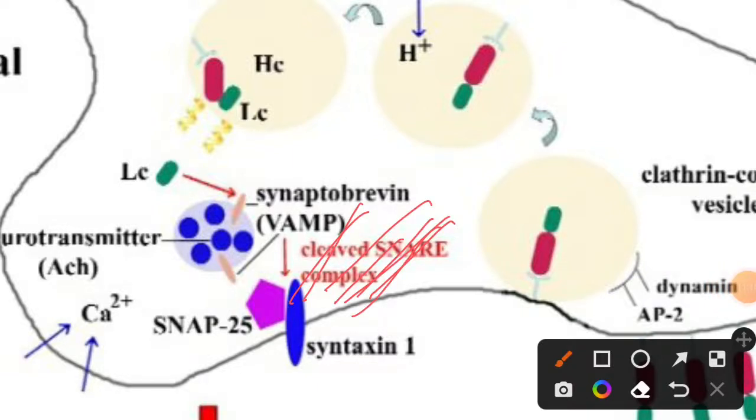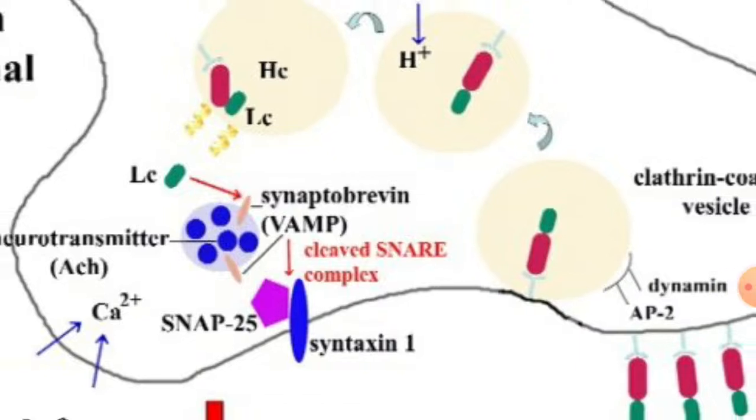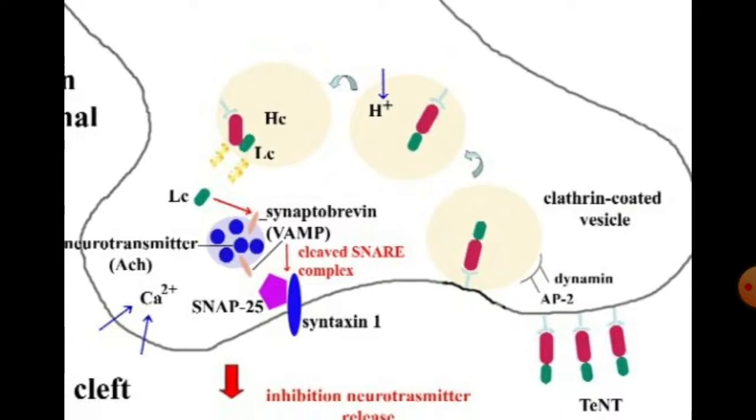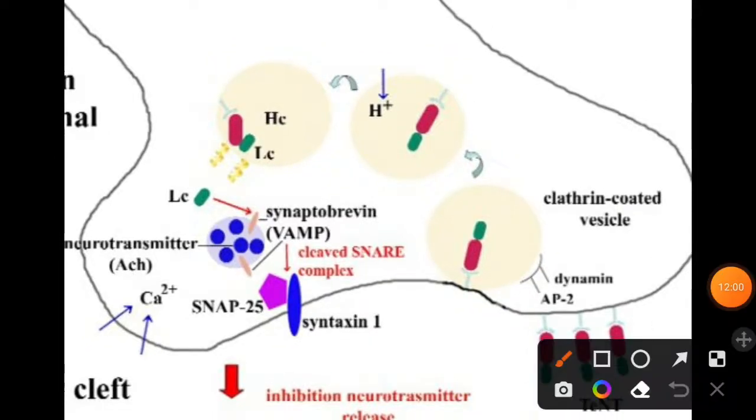Okay, and I have told you that the SNARE complex is involved in pulling the vesicle containing the neurotransmitter towards the neuron membrane, right? And as the SNARE protein is cleaved, can this pulling process be maintained now? No, and as a result, the release of the inhibitory neurotransmitter is prevented.